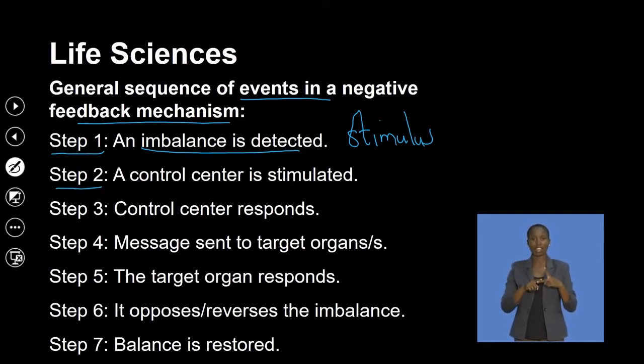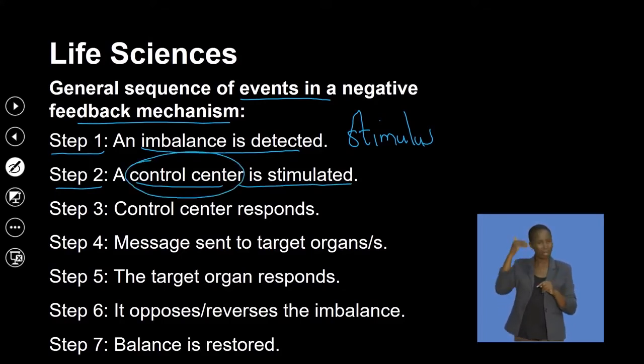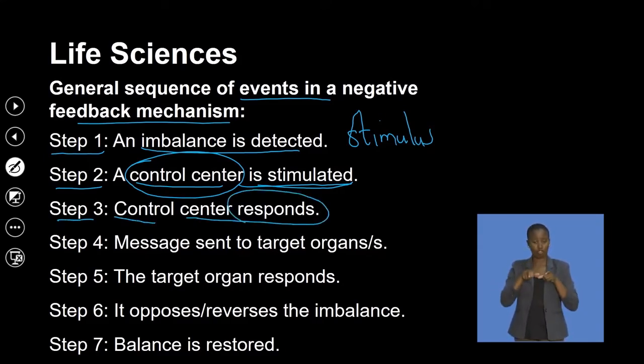The second step is that the control center is stimulated. So that's the response. A control center could be in the brain, it could be an endocrine gland like the pituitary gland, that is then stimulated. The third step would be that the control center responds to that stimulus. The control center will send out an effect. So we spoke about the effect now.